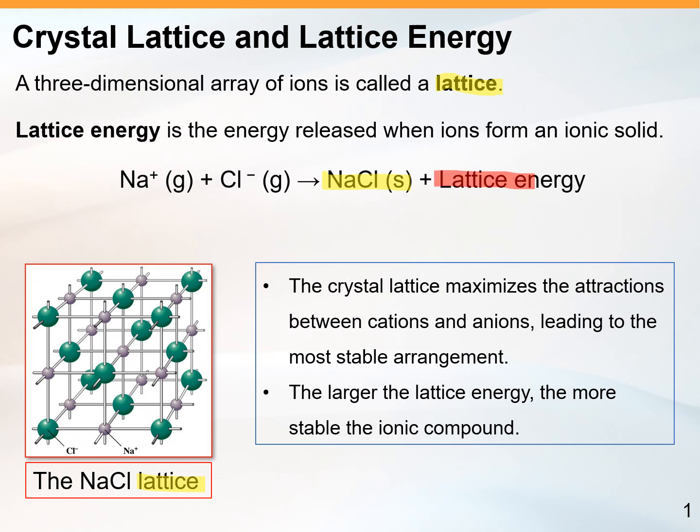When this lattice forms, energy is released. That's called lattice energy. So formation of an ionic compound is exothermic. This lattice produces energy because it maximizes attractions between the ions. The stronger the attractions, the larger the lattice energy, and the more stable the ionic compound will be.